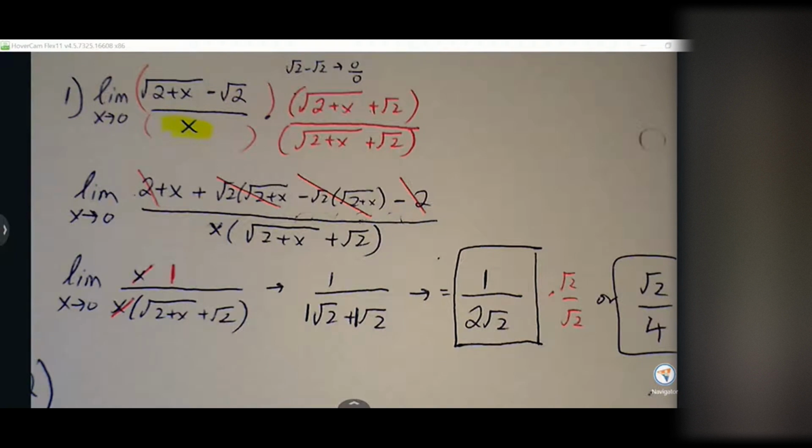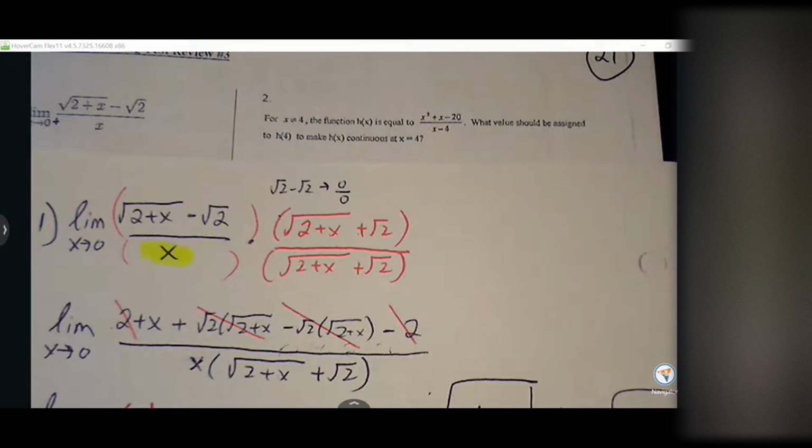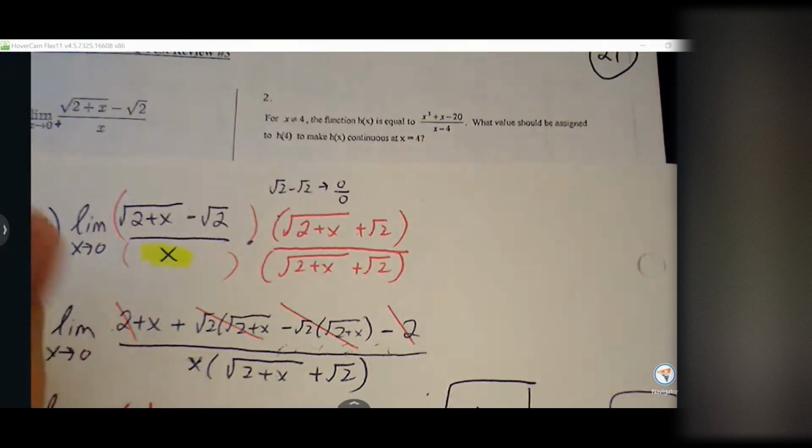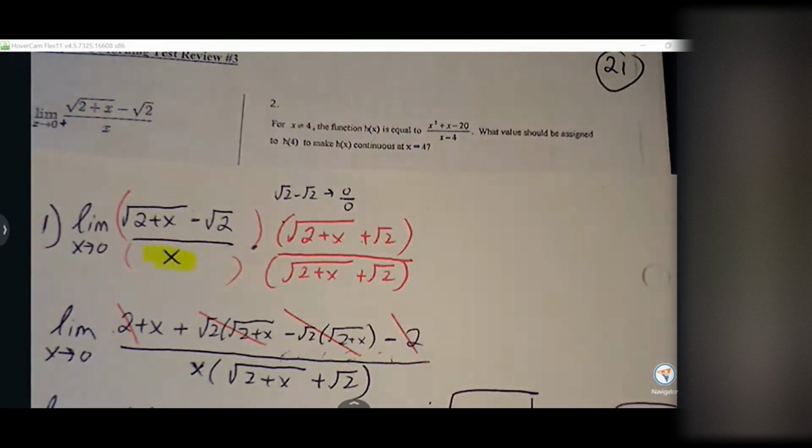Okay, number 2. It says for x equals 4, the function is equal to x squared plus x minus 20 over x minus 4. What value should be assigned to make the function continuous? Okay, so anything dealing with continuity, I'm just going to go through continuity conditions because everything is set up for me. I don't have to deviate from continuity conditions. Whatever I need to find is stored inside those conditions. So that makes it easy. We don't have to figure out what we need to do. If we see anything with continuity, let's just step through it.